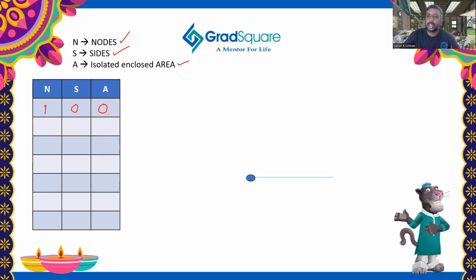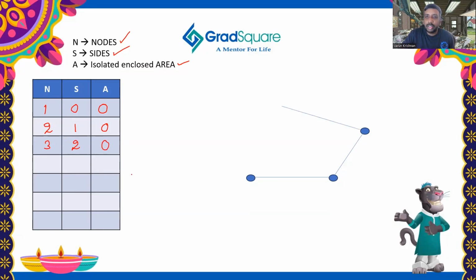Now, if I include a side, if I draw a side from that node, of course, I will form one more node at the end of that side. So now what happens is that I've got two nodes, one side, and still 0 areas being enclosed. If I add one more side, then again, that will lead to one more node. So now I've got 3 nodes, 2 sides, and still 0 areas.